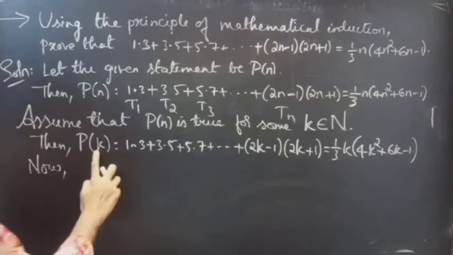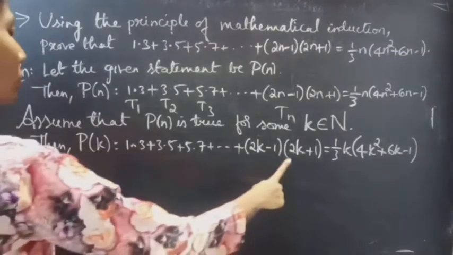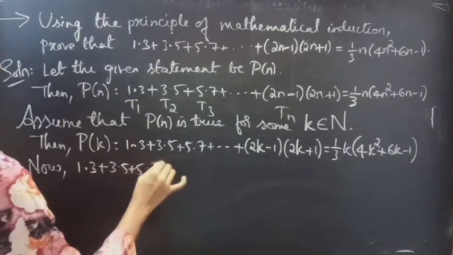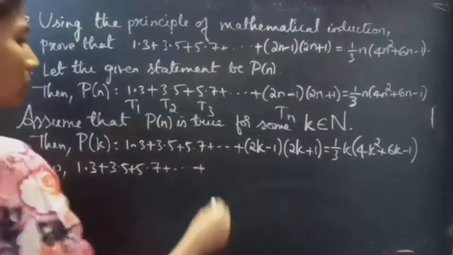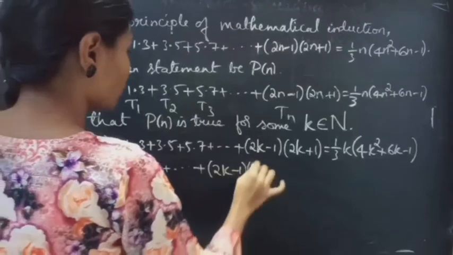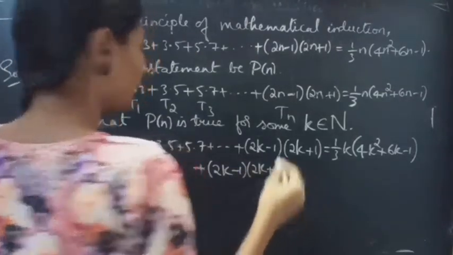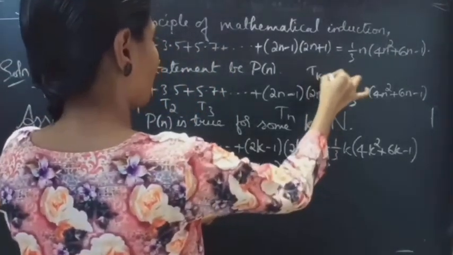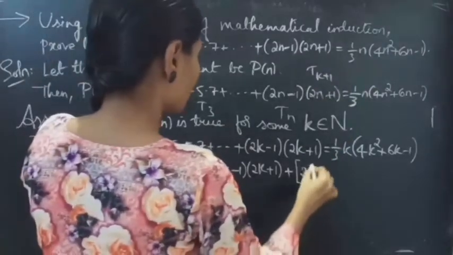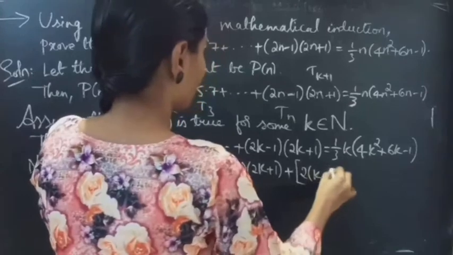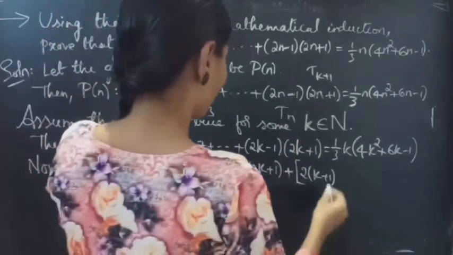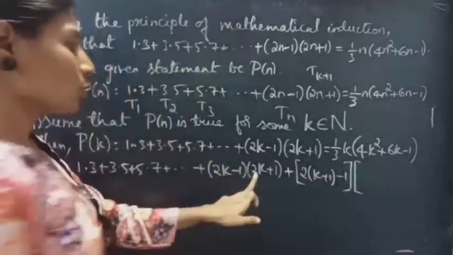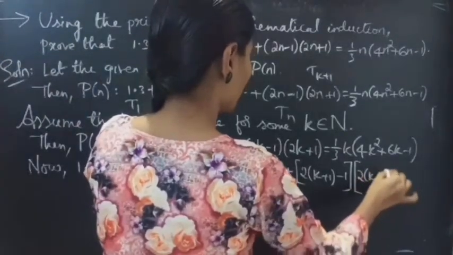Okay. Now for n equals k plus 1, take k plus 1 terms from LHS. 1 into 3 plus 3 into 5 plus 5 into 7 plus so on, plus we have up to k terms, right? So write up to k terms, plus you need the k plus 1 term. So replace k by k plus 1, or n by k plus 1 simply. Okay, 2 into k plus 1 minus 1 into 2 into k plus 1 plus 1.